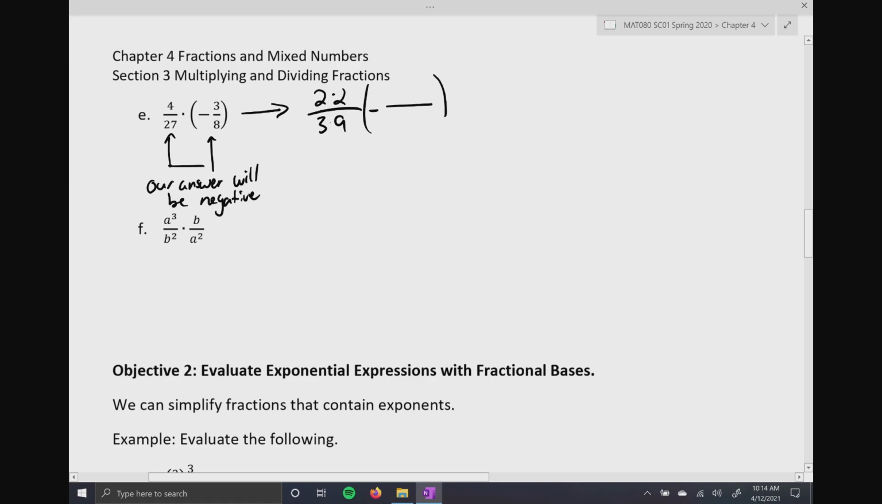I'll write that as 3 times 9. Now I have my second fraction, and it's negative, so I put a negative sign. 3 is prime, there's nothing I can do there. And 8 is really 2 times 2 times 2.